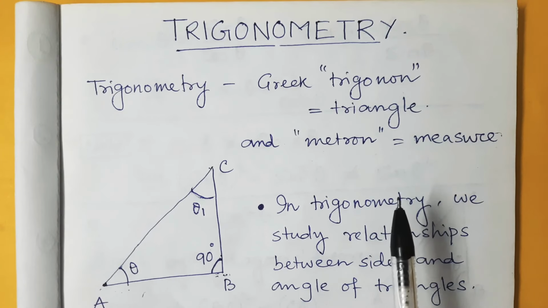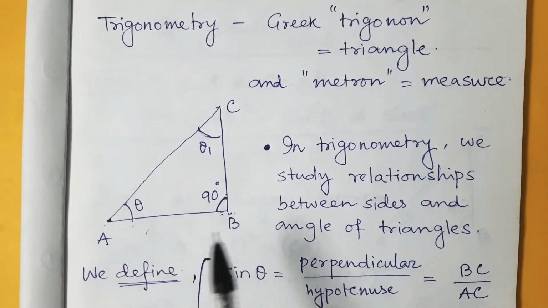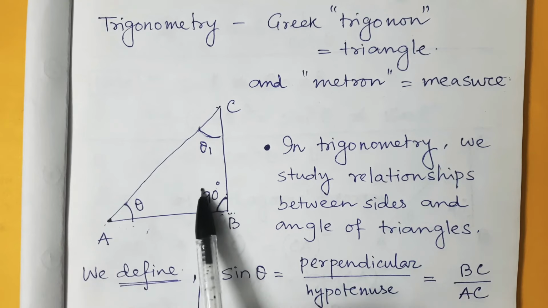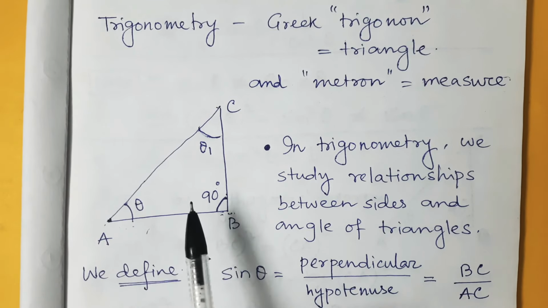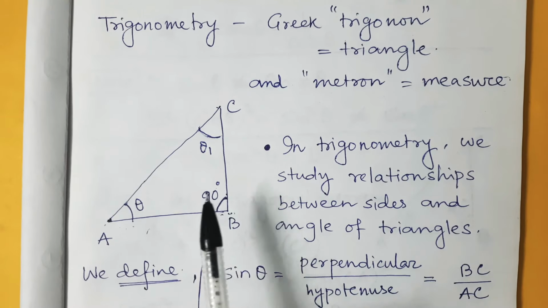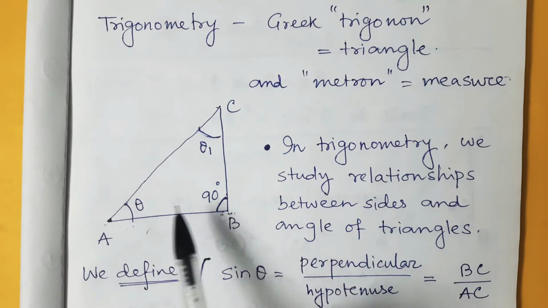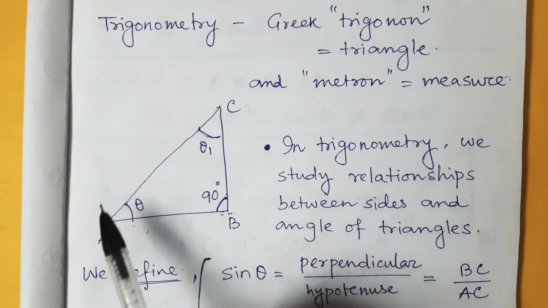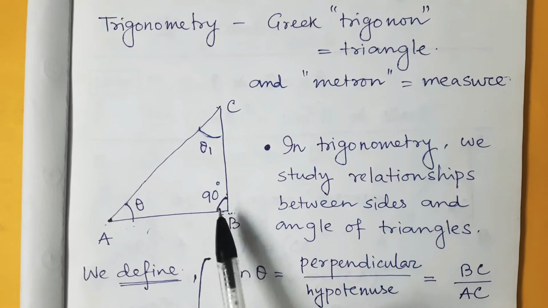In trigonometry, we always use the right angle triangle. A right angle triangle is a triangle which has one 90-degree angle. So, this is a right angle triangle, and this angle is 90 degrees. It is always true that the hypotenuse of this triangle is the side opposite to this 90-degree angle. So, for this triangle ABC, AC is the hypotenuse because it is just opposite to the 90 degree angle.